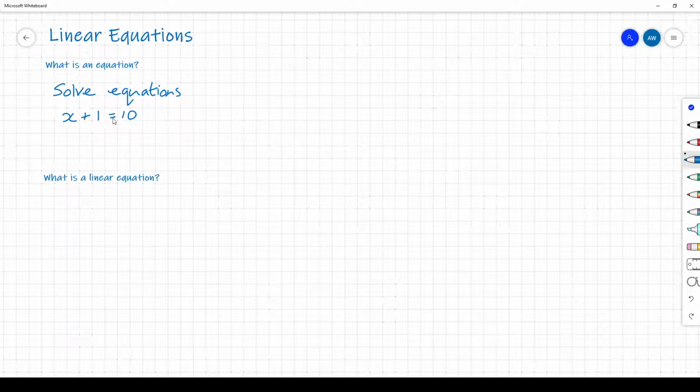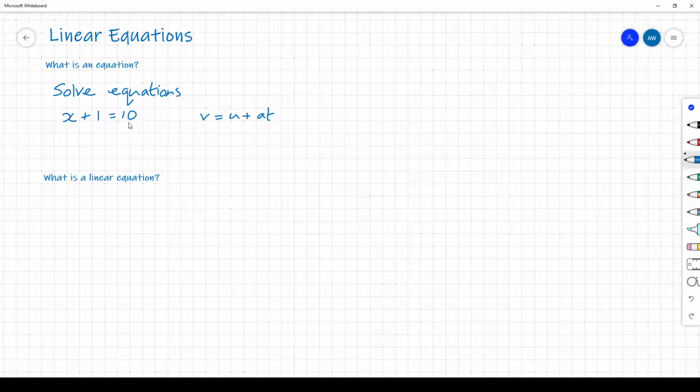Okay. It could also be a formula, like a formula from physics. We've got V equals U plus AT. Velocity equals initial velocity plus acceleration times time. That's what that means. That is considered an equation as well, because we could solve it because we can work out the value of any one of those letters as long as we know the other three.